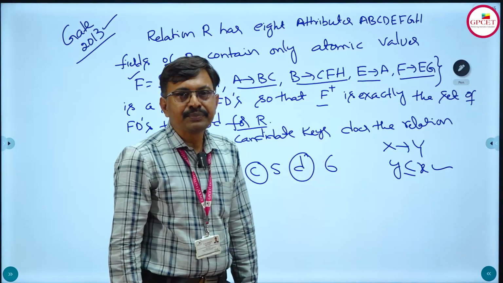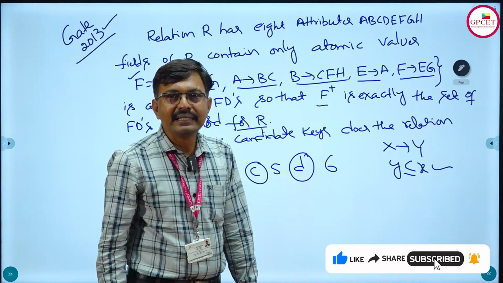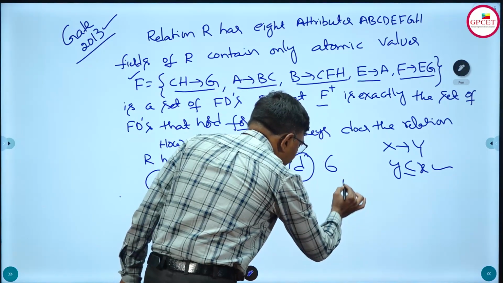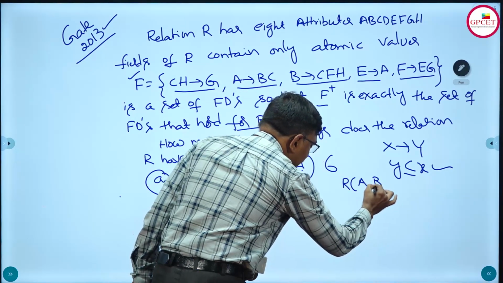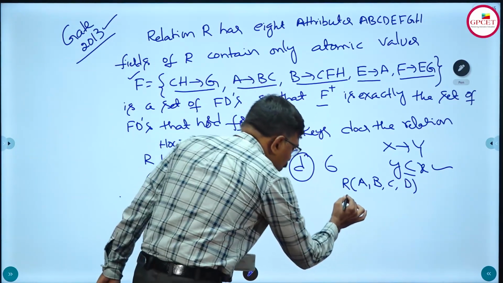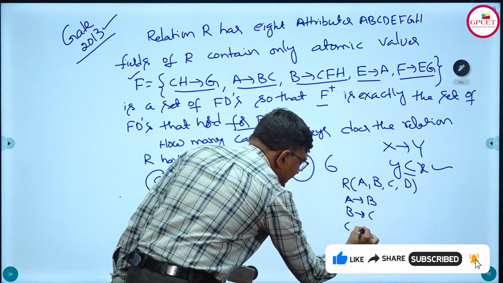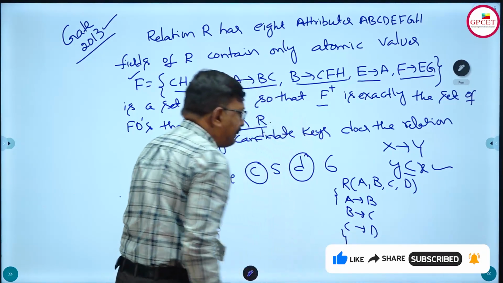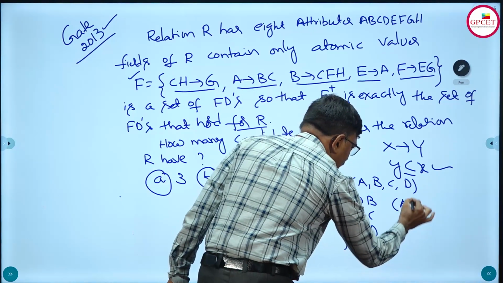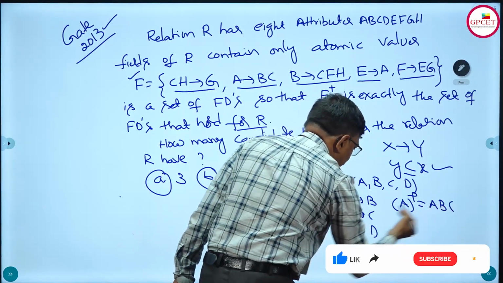And what is a super key? A super key is nothing but an attribute or set of attributes that has the uniqueness property. Clear? Observe here, a super key example with R of A, B, C, D. The functional dependencies are A determines B, B determines C, C determines D. What is my A closure? A derives B, B derives C, C derives D.